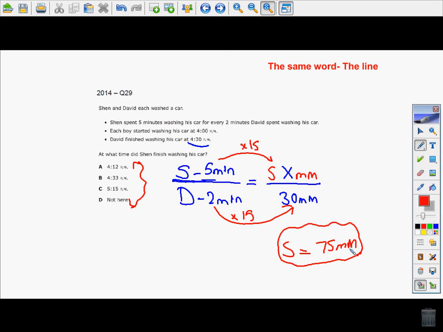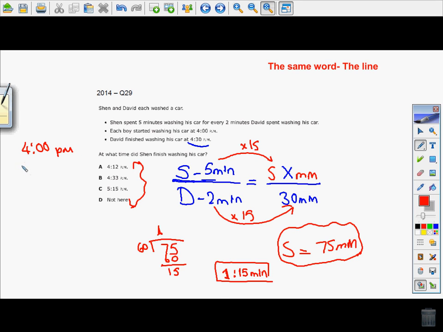So I'm going to transform this one into hours. In 1 hour I have 60 minutes, so 75 minutes will be equal to 1 hour and 15 minutes. So what I'm going to do, I get this time he needs to spend washing a car, and his initial point was 4 p.m. I'm going to add this to the initial point, which is 1 hour and 15 minutes. If I add them up, it's going to be 5 hours. It will be 5:15 p.m., which is here.